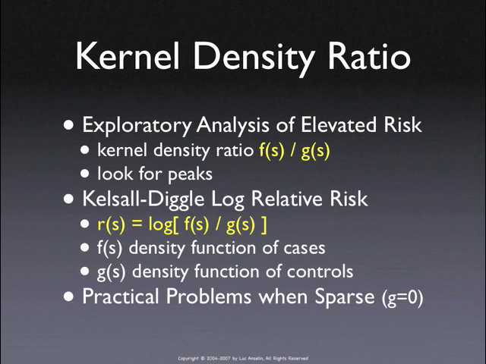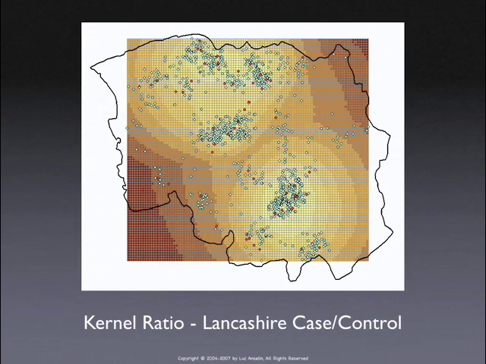And practical problems occur when the pattern is sparse, especially if you get a G of 0. And this is the ratio of these kernels, which now is very interesting. It tells you that there are relatively higher relative risks at the outskirts of this pattern and not in the middle. And this has to be put into context. I believe it's just about there that this incinerator was. I don't remember whether this was significant or not. I do know that for some tests it was and for others it wasn't. But this is a way in which you can compare two patterns.